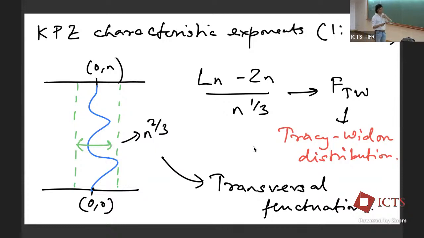Okay, good. So this is basically the triple of exponents which governs KPZ. One is basically the scale of the system, which is this n. 1/3 is the fluctuation of the system, which is n to the 1/3, and 2/3 is essentially the spatial correlation length.